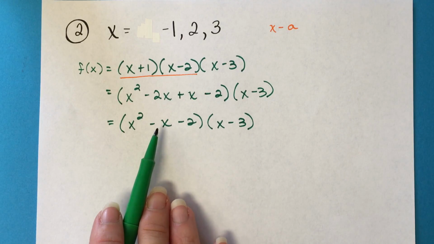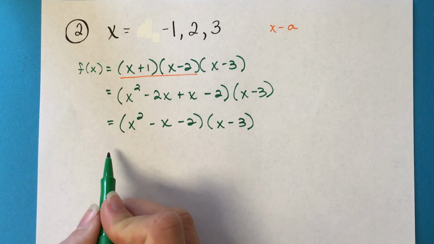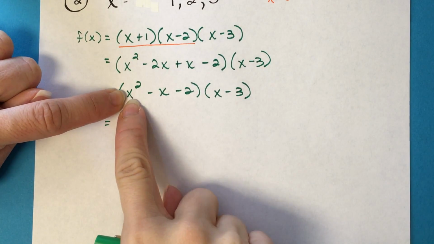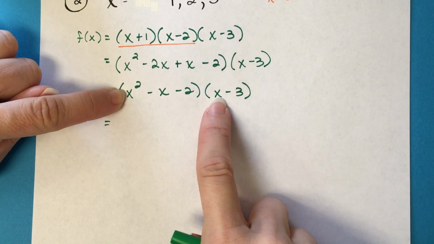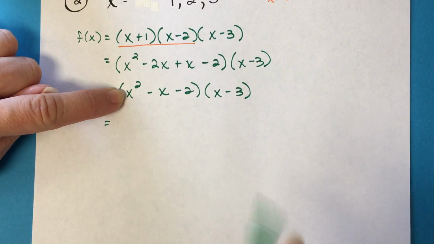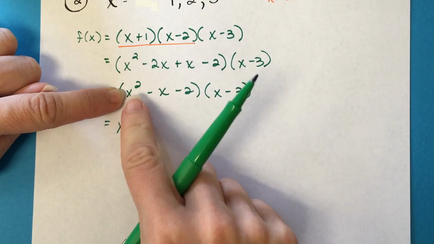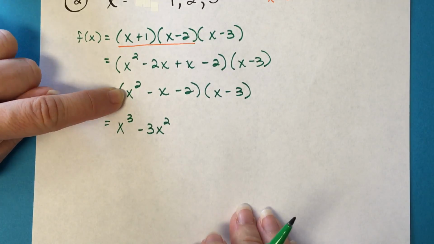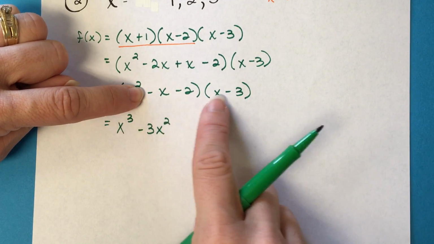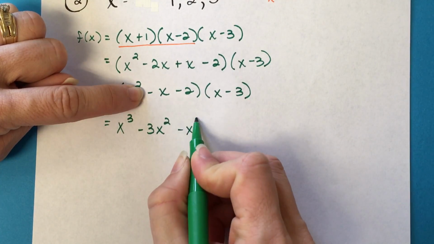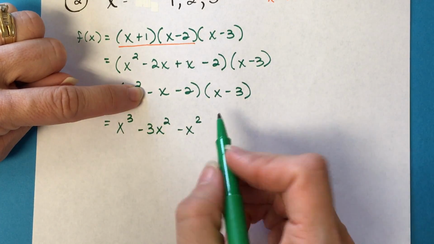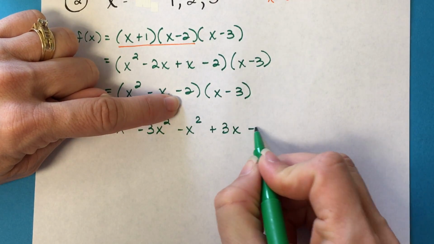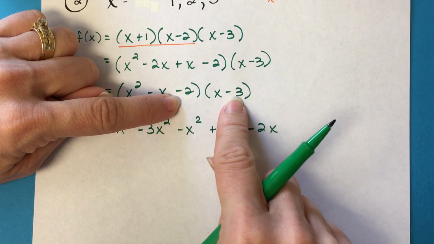So now I've got to multiply this times this. When you've got 3 terms times 2 terms, just start with the first term and multiply it times both. So the x times the x is x cubed. The x squared times the -3 is -3x squared. Okay, just move on to the next term. So now -x times x and -x times -3. And now negative 2 times x, and negative 2 times negative 3.